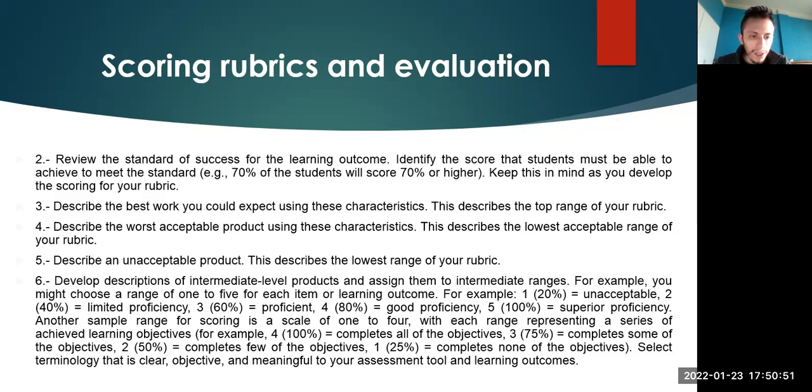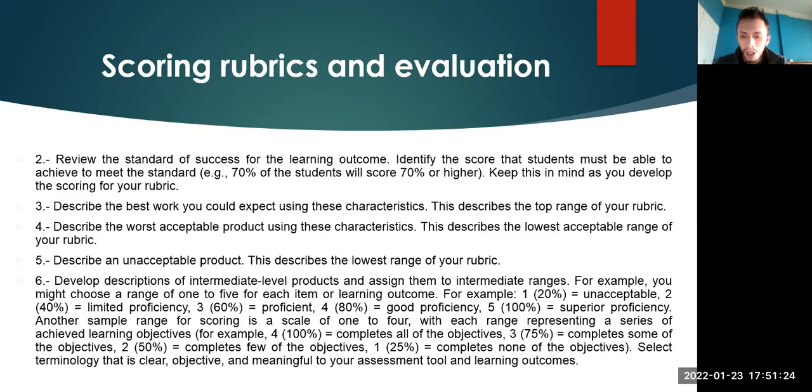Fourth, describe the worst acceptable product using these characteristics. This describes the lowest acceptable rank of your rubric. Fifth, describe an unacceptable product. This describes the lowest rank of your rubric. Sixth, develop descriptions of intermediate level products and assign them to intermediate ranks. For example, you might choose a rank of 1 to 5 for each item or learning outcome.